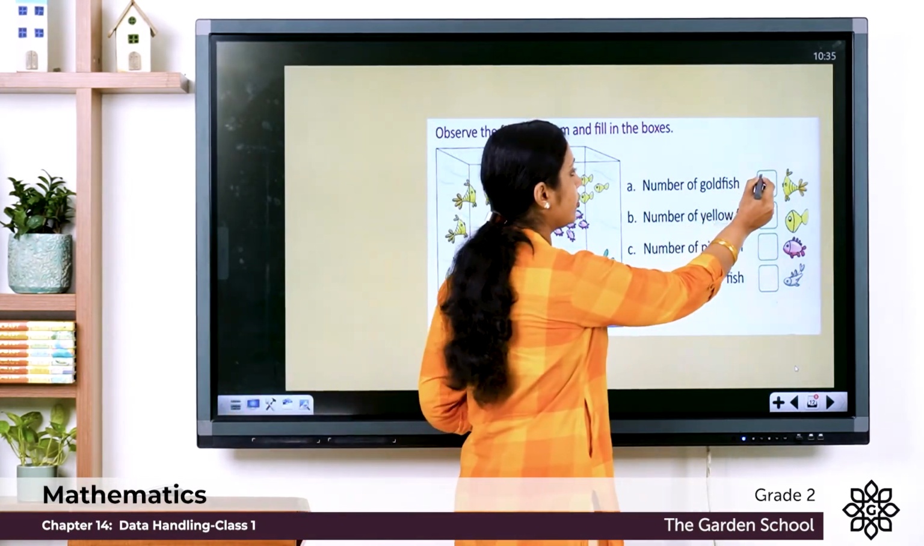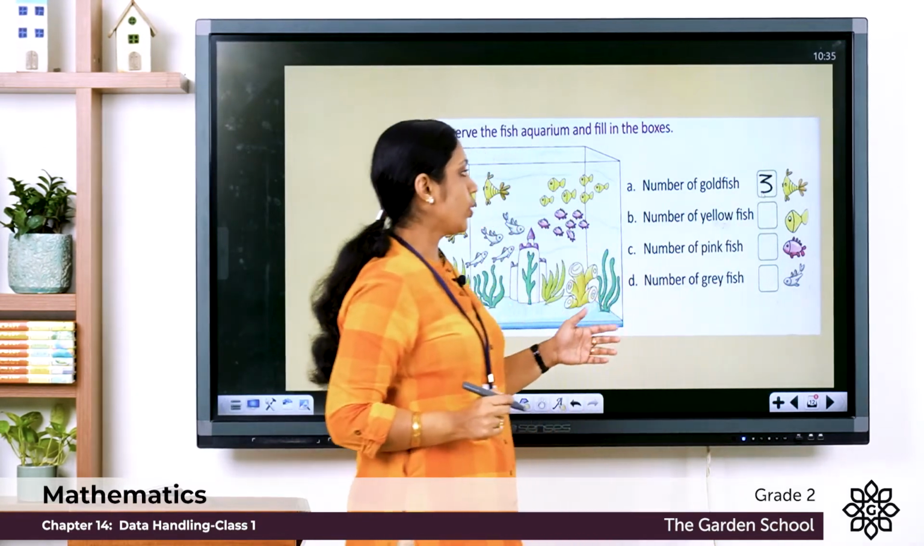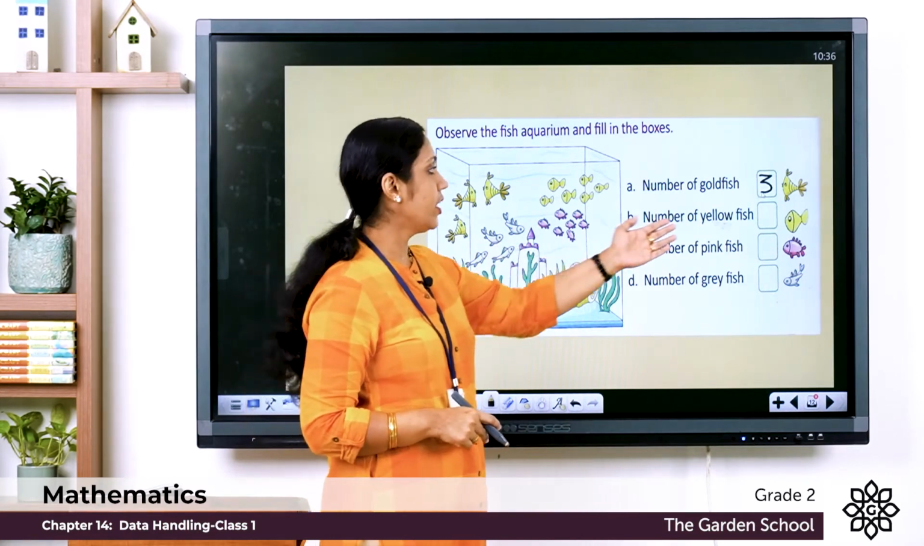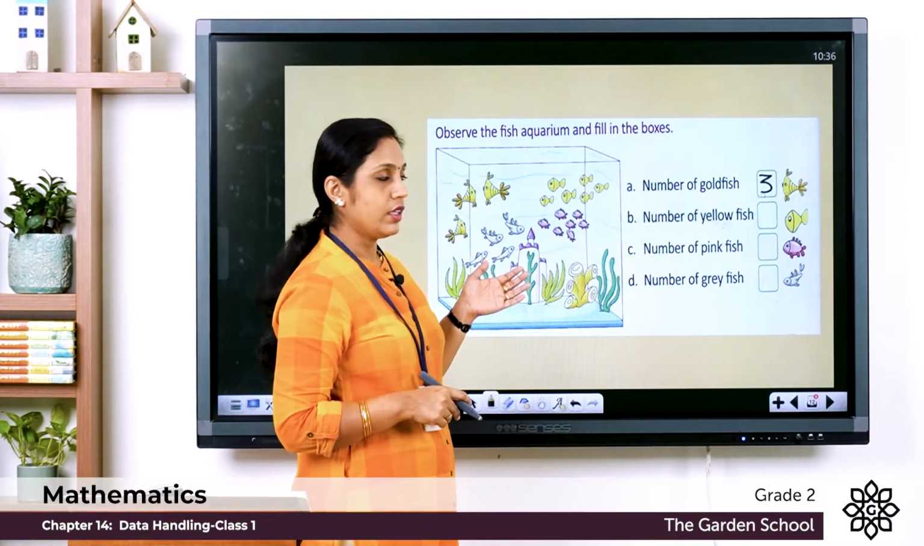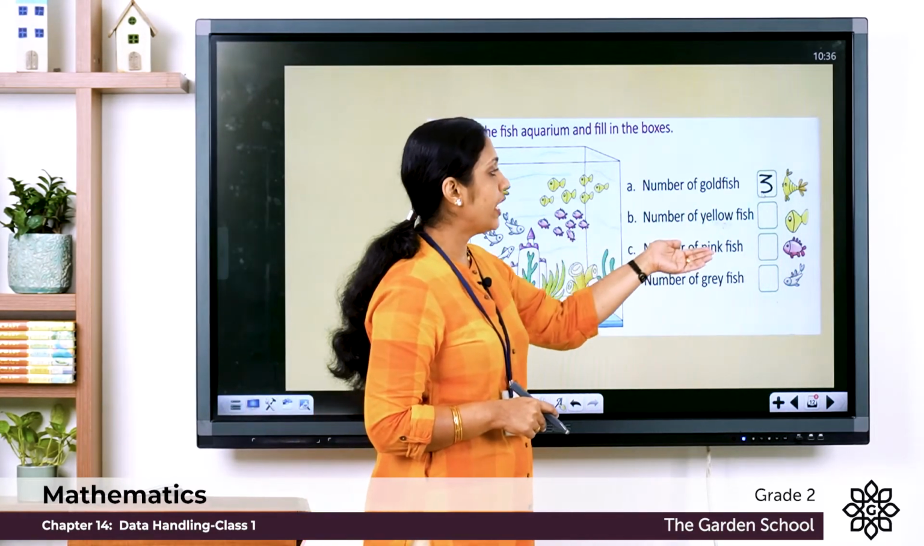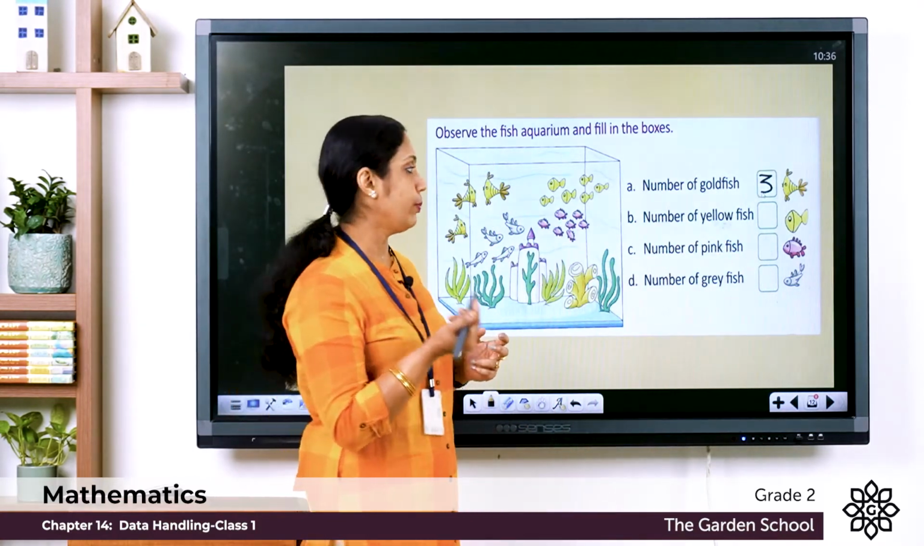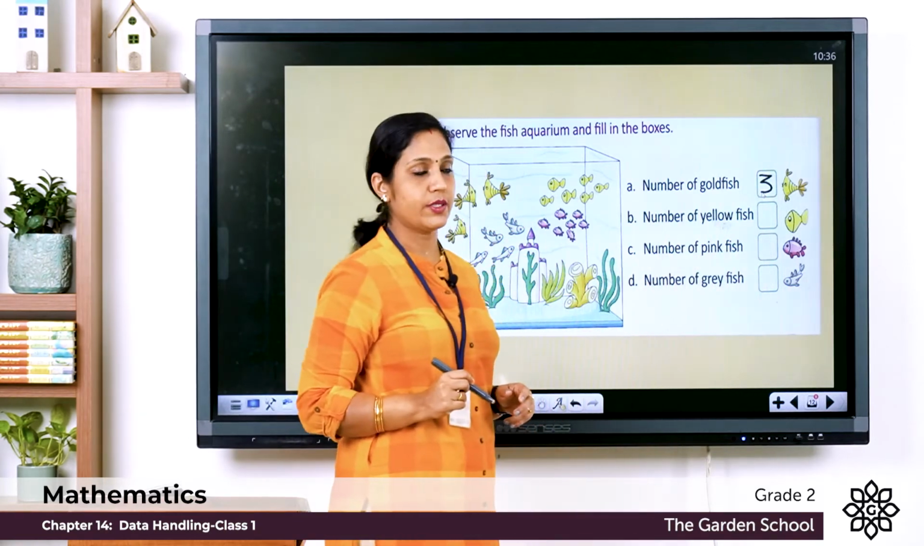So you can write it here 3. The next one is number of yellow fish. Similarly, you can count and write the number of yellow fish here. The next question is number of pink fish. So here you can see pink fish. Count the number of the pink fish and write it here in this box.